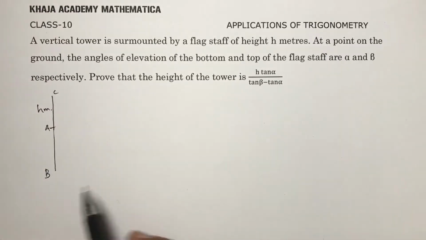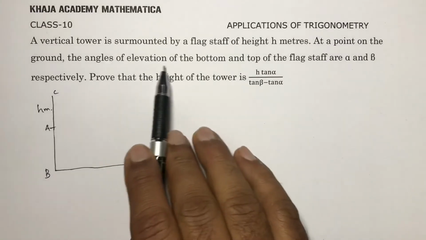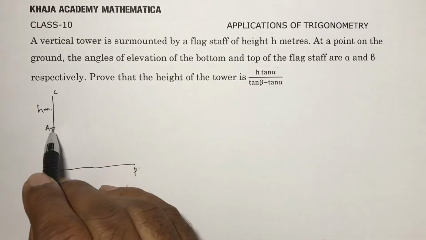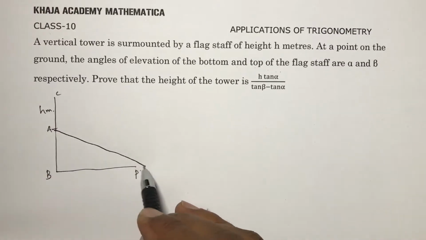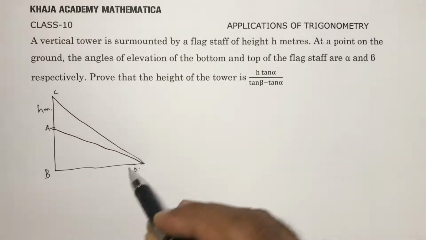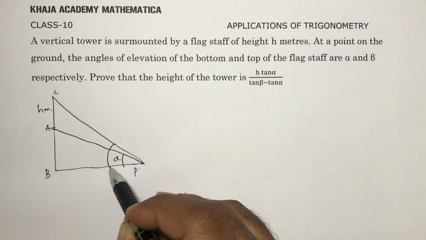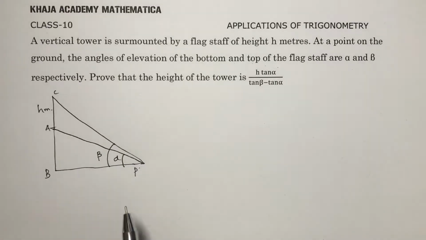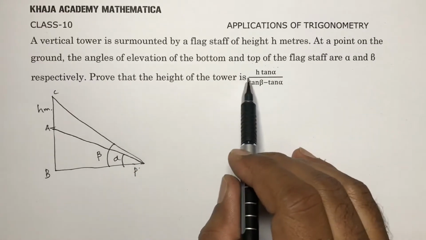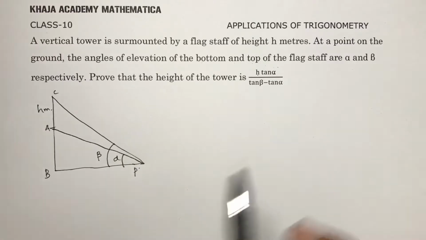At a point on the ground, the angle of elevation of the bottom of the flagstaff and the top of the flagstaff are measured. The angle of elevation of the bottom is alpha and the top is beta. We need to prove that the height of the tower is h tan alpha by tan beta minus tan alpha.